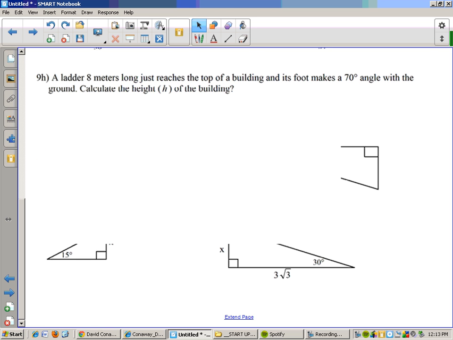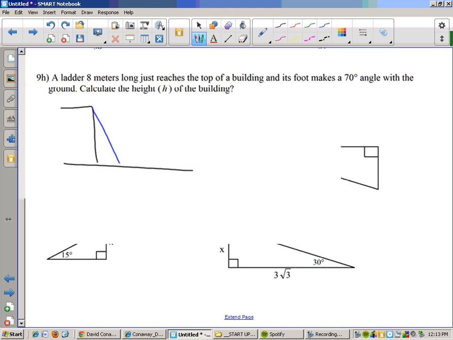A ladder 8 meters long just reaches the top of a building and its foot makes a 70-degree angle with the ground. So we've got a building. We've got a ladder. And they said it just reaches the top of the building and it has a 70-degree angle with the ground. Of course, our buildings are generally built at a right angle. There are a couple in the world that are not, but most of your buildings are going to be built at a right angle. The ladder is 8 meters long.